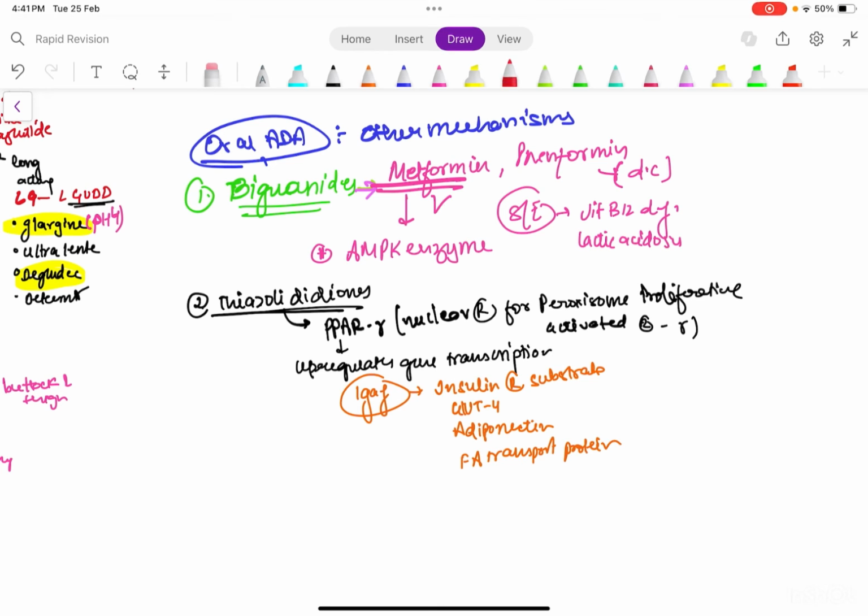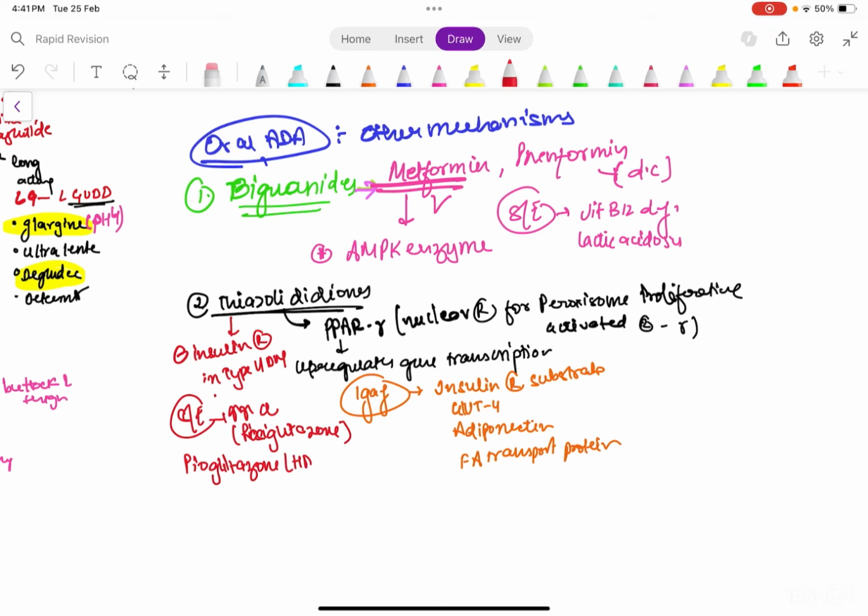Alright, now thiazolidinediones basically decrease the insulin resistance in type 2 diabetes mellitus. Side effect is they increase cholesterol, especially rosiglitazone. Pioglitazone also increases cholesterol, but mainly HDL cholesterol. Then they also lead to edema, so they are contraindicated in CHF patients.